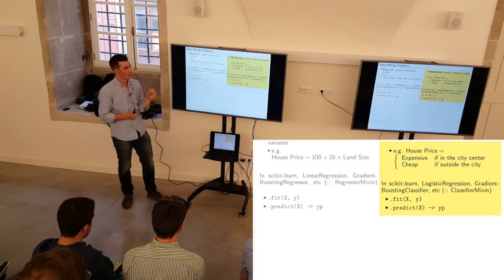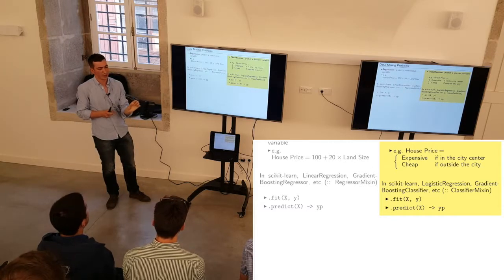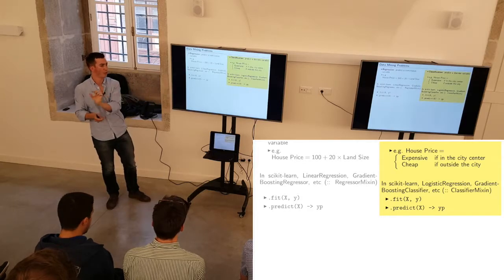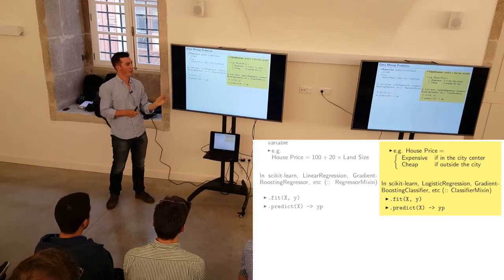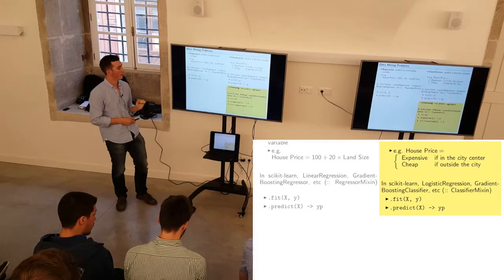The variables are always represented as numbers, so it's always represented as 0, 1, 2, 3. But they have no cardinality or ordinality. So they are classes.